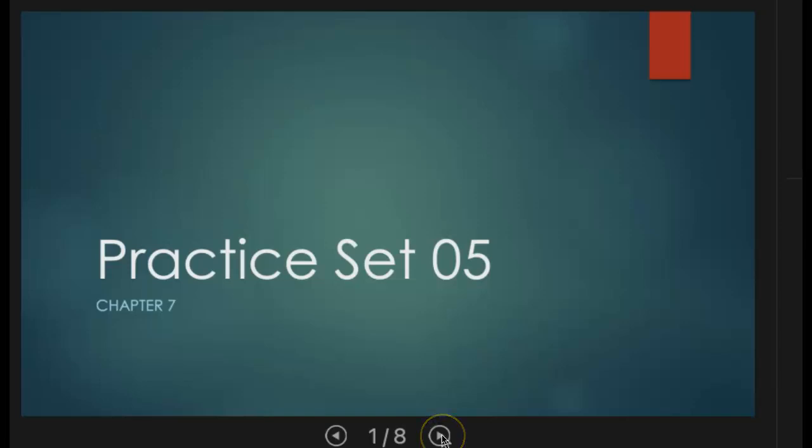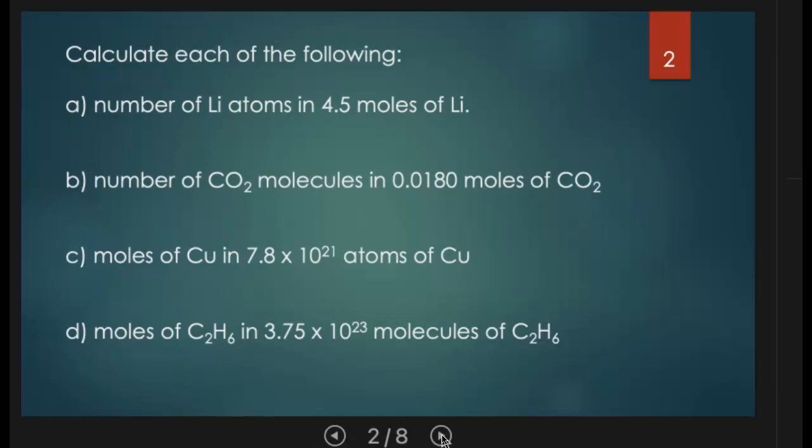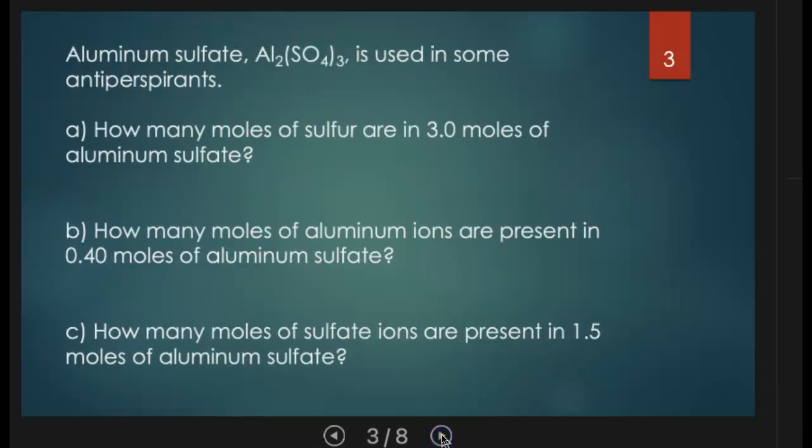Okay, so this is our third video for practice set 5, chapter 7. We completed the first 4 on using Avogadro's number. We then looked at the subscripts for the different atoms within a compound.